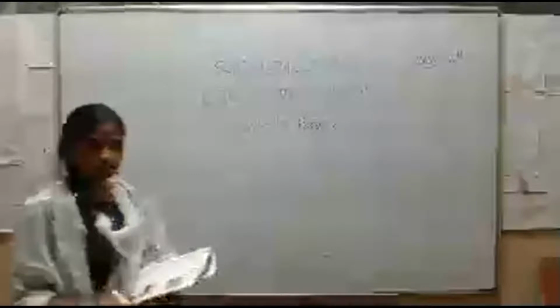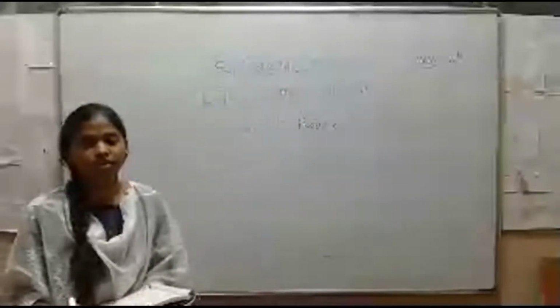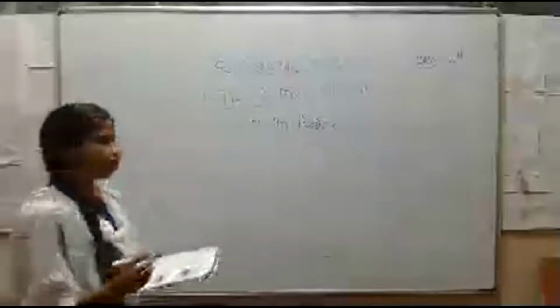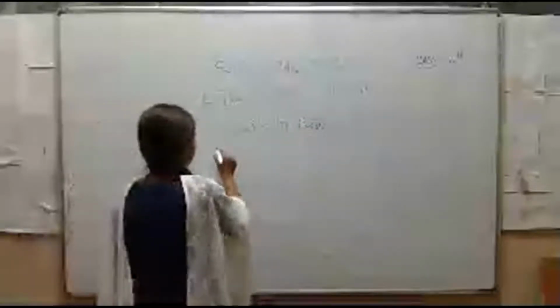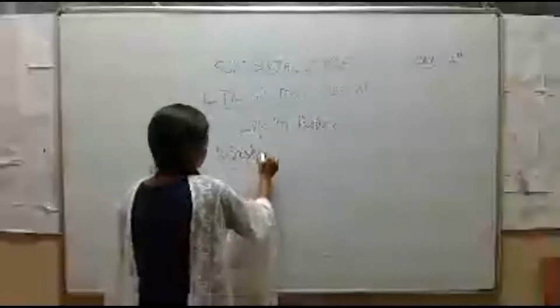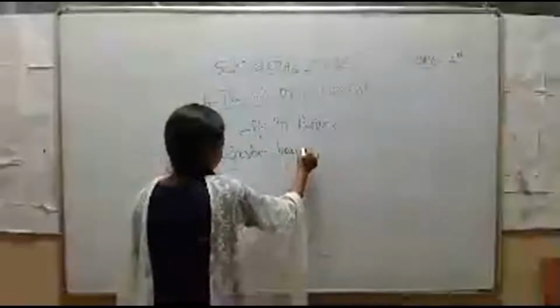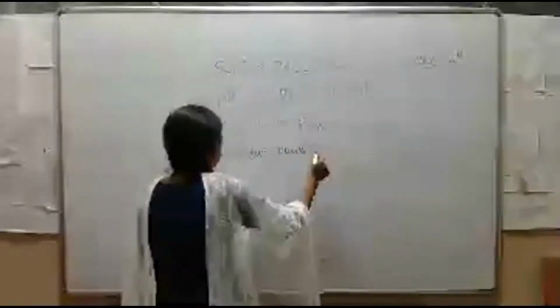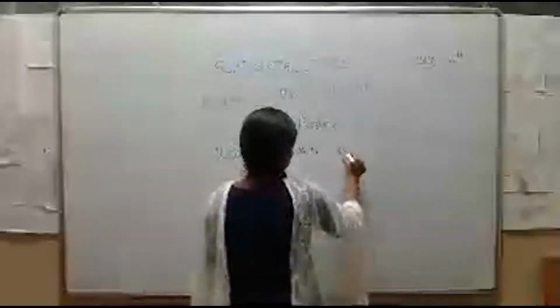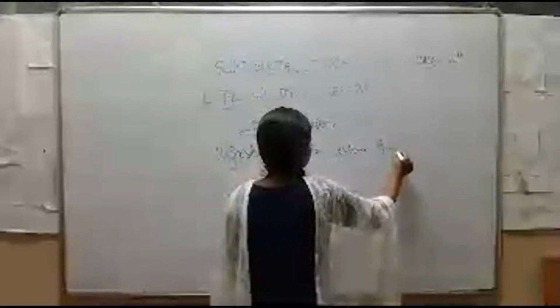So Rajasthan is located in the Western Thar Desert. Where is Rajasthan located? It is located in the Western Thar Desert.